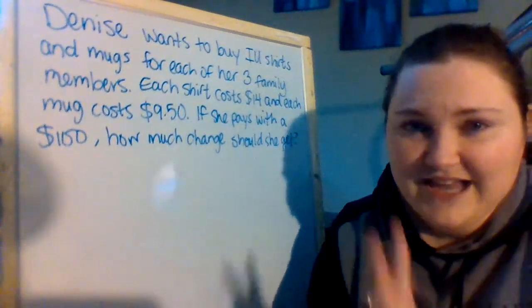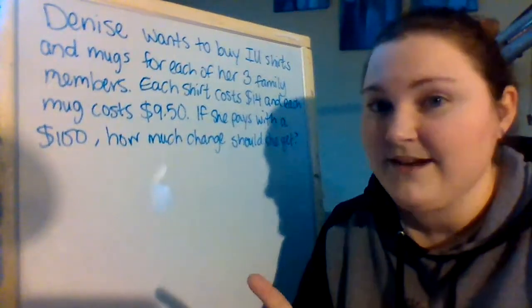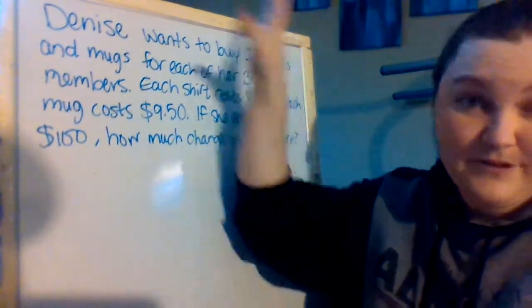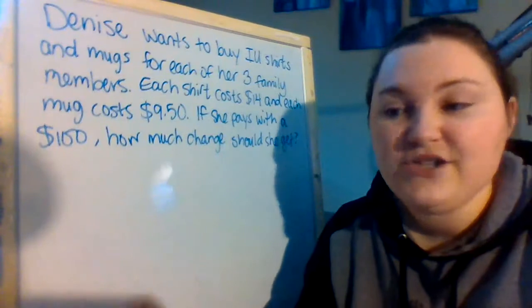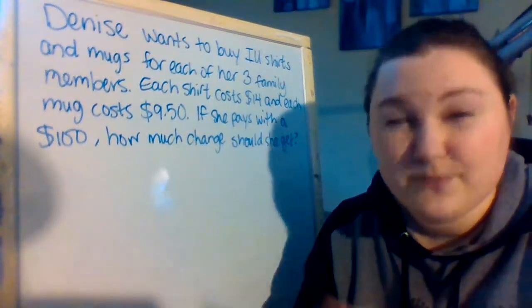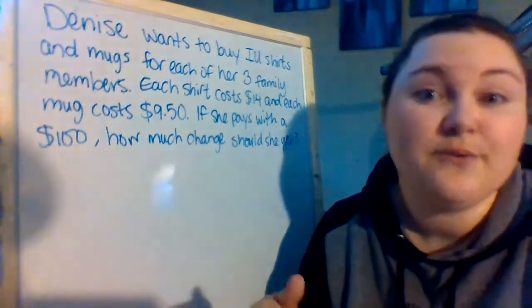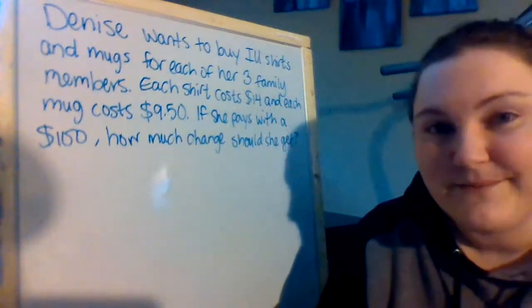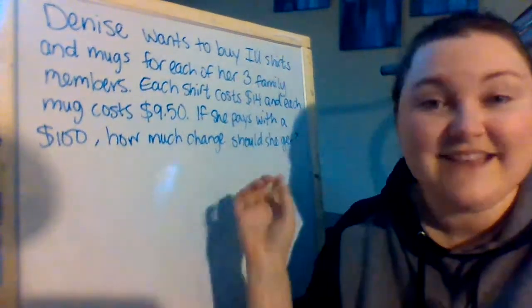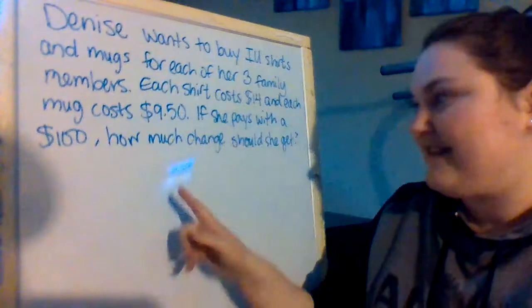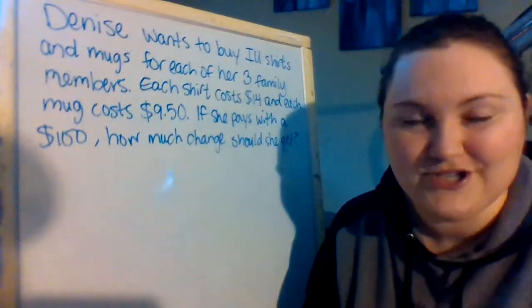And the question actually asks for 2 things. One, it asks for an equation that represents this. An equation is going to show all the different steps you would have to do to get the answer. So, are you adding these numbers? Are you multiplying these numbers? What are you doing with these? And then it asks for the answer. So just the answer to the question, how much change should she get?